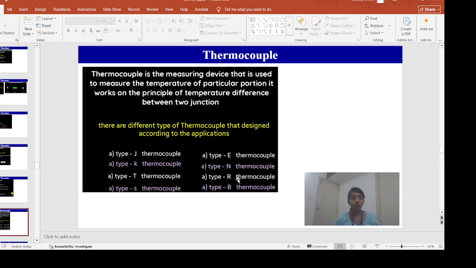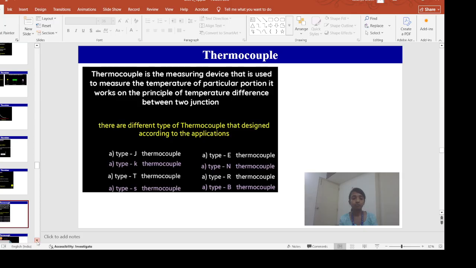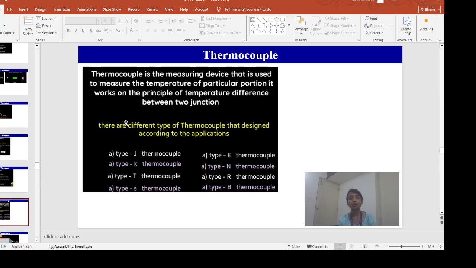So what is a thermocouple? A thermocouple is a measuring device which is used to measure the temperature of a particular portion. It works on the principle of temperature difference between the two junctions. There are different types of thermocouple that are designed according to the applications. We have different types of thermocouples. I have listed down a few. These thermocouples are based on the materials we use.